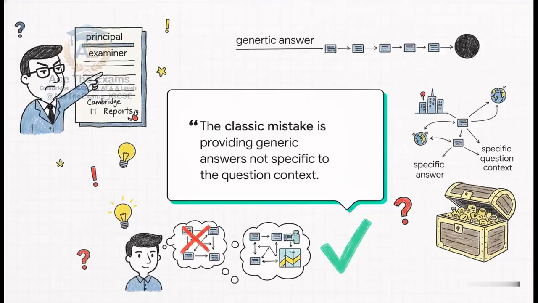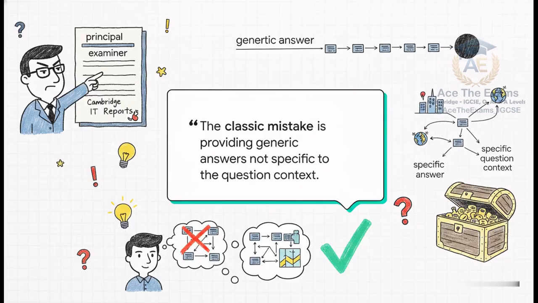And I want to start with this, because this isn't just some casual study tip I made up. This is a direct quote from the ultimate authority on your grade. I'm talking about the principal examiner reports for Cambridge IT. They explicitly warn, year after year, that the absolute classic mistake students make is providing generic answers that are not specific to the question context.